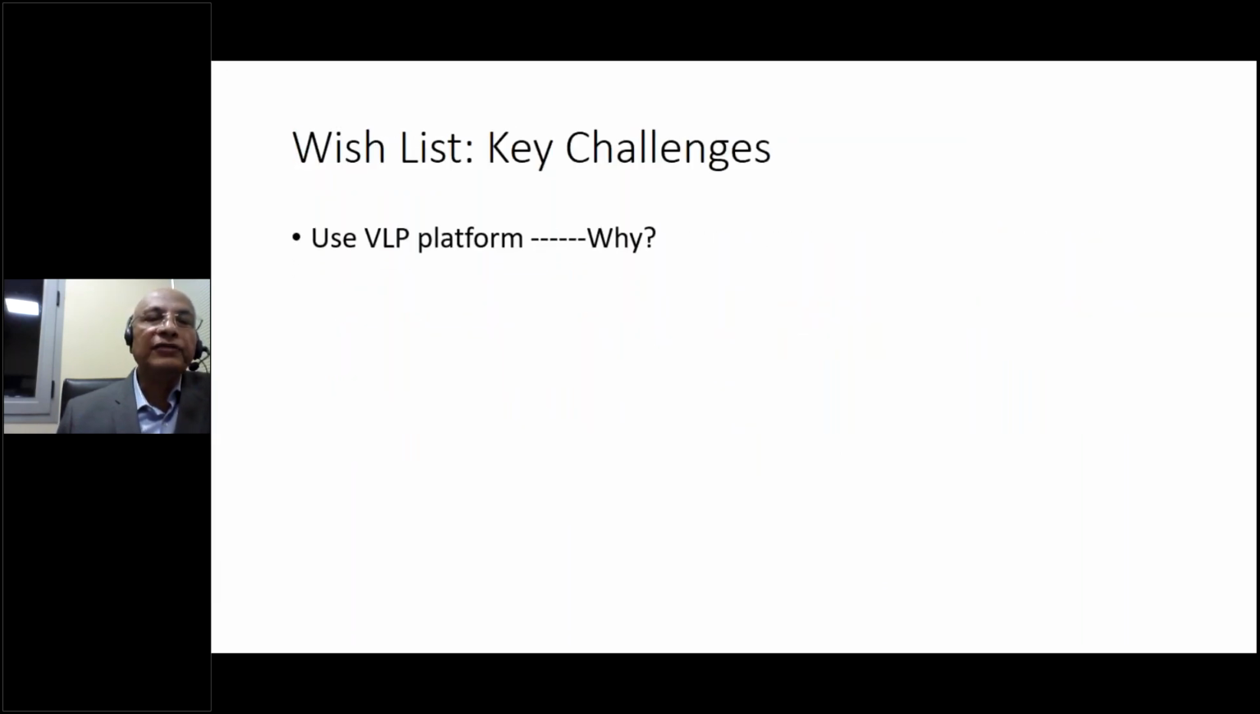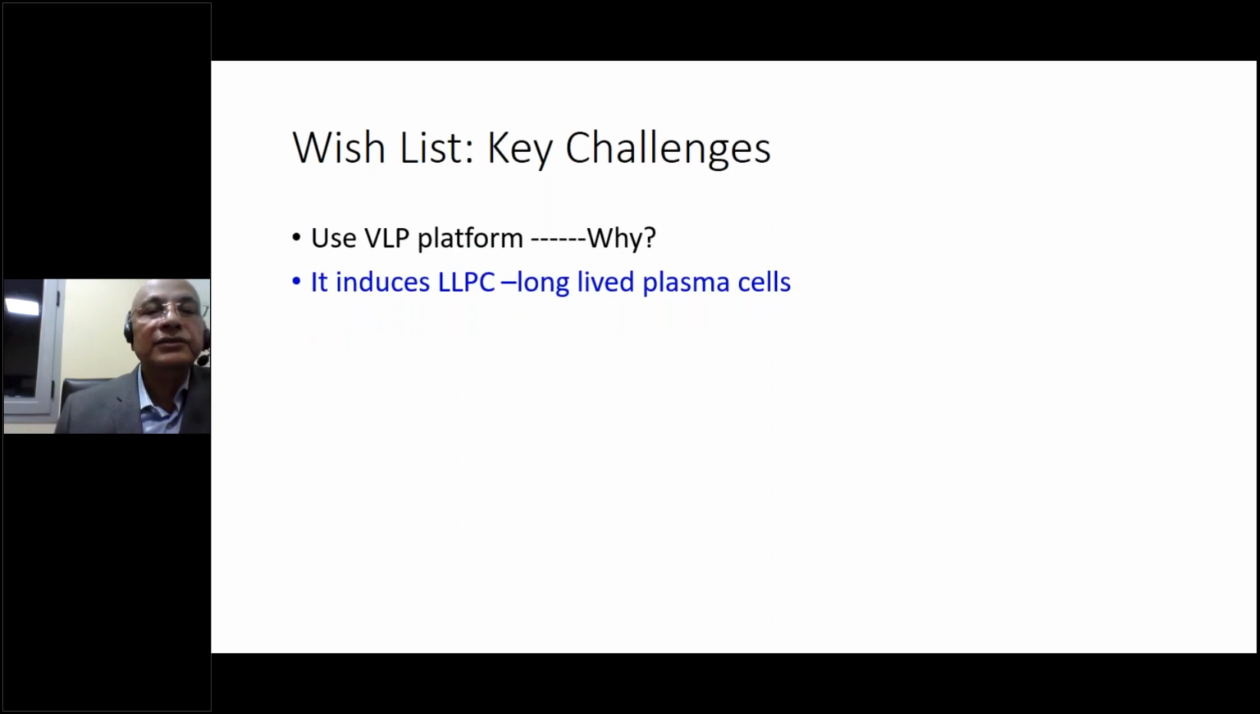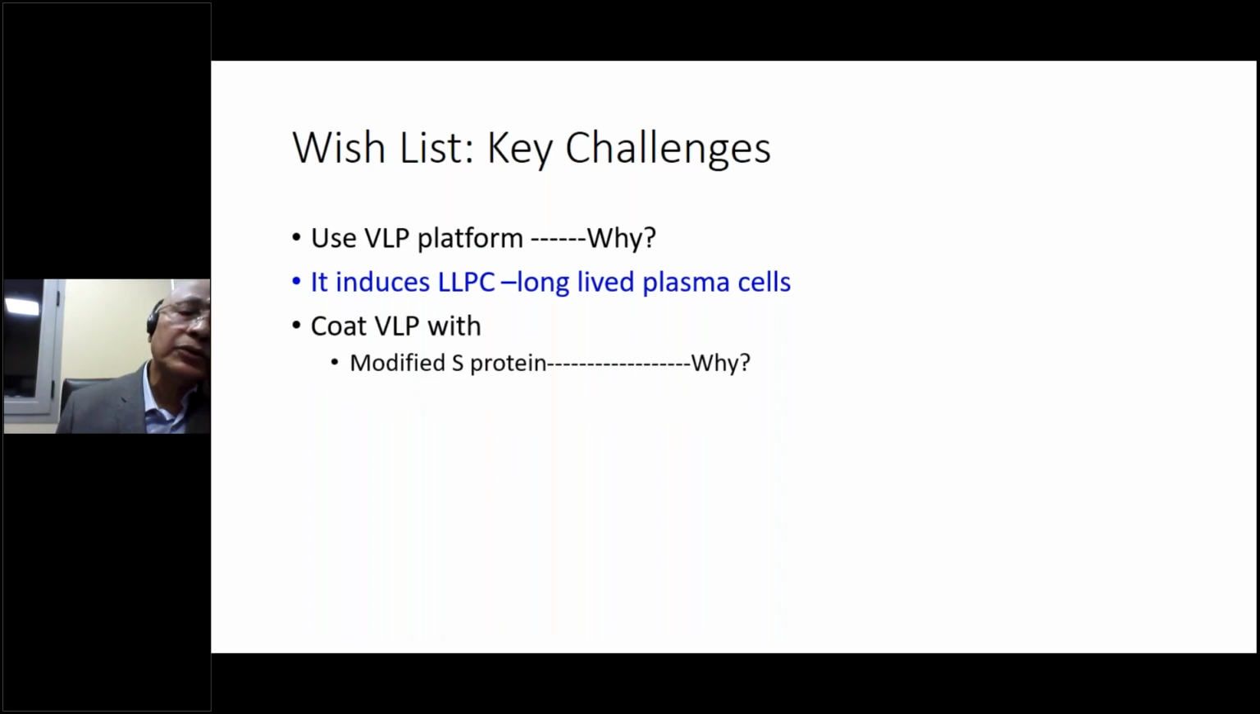For example, if someone asks, after all the talks about the vaccines, what do you think is a good one, if I am given the authority, what would I do? I would go for VLP, virus-like particle. Why? Because it induces long-lasting plasma cells, which is a key thing. But again, which antigen would it be coated with? I would coat it with modified S protein because it is more stable and more immunogenic. That is what we will be doing.